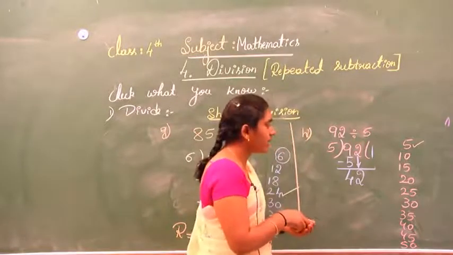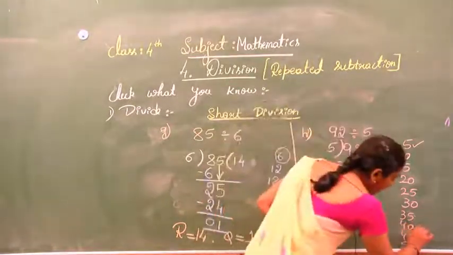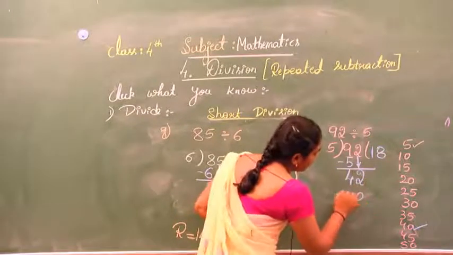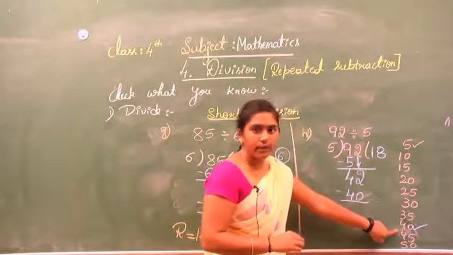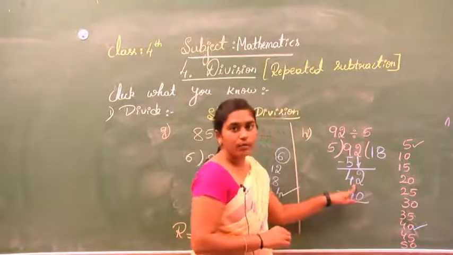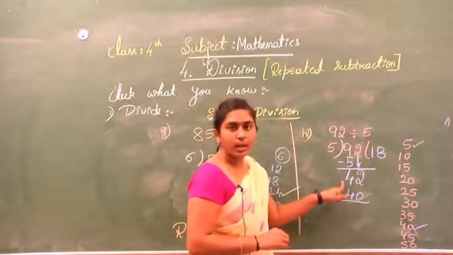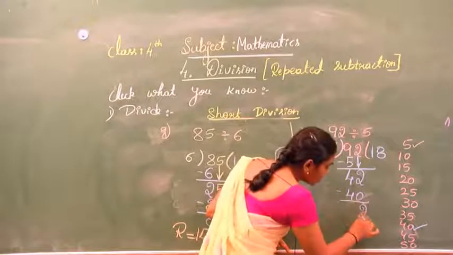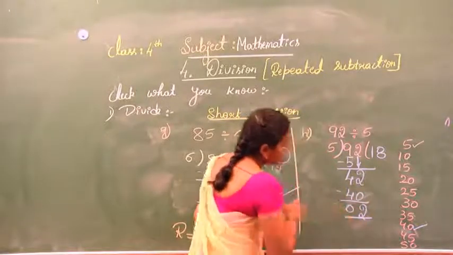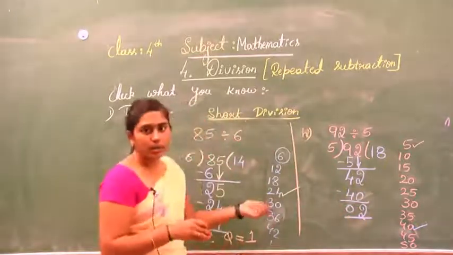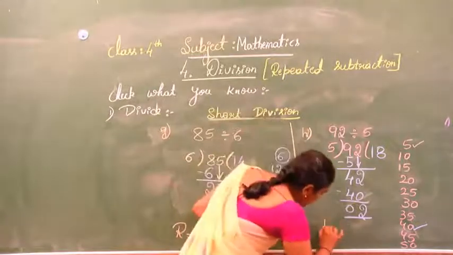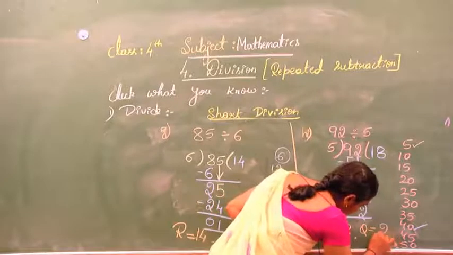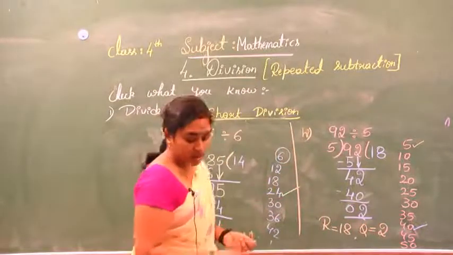Which number should I take? 40 I should take, which is less than 42. If suppose you take 45, you cannot subtract 45, which is bigger than the number 42. So now subtract, 2 minus 0 is 2, 4 minus 4 is 0. Now tell me what is the remainder and what is the quotient. Remainder is 2, quotient is 18.